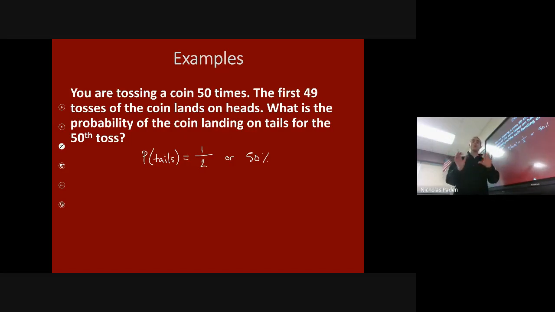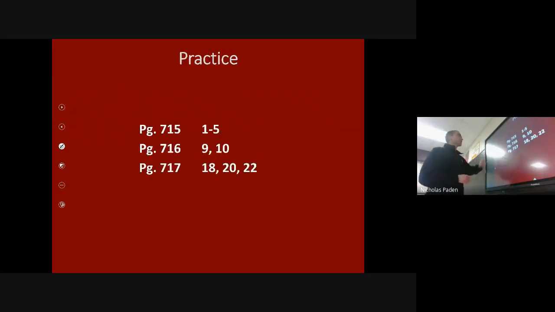And so don't let that trick you, what's happened the previous 49 times. It's always a 50% chance. And so make sure you don't get tricked by questions like that. Make sure that you remember with probability, you only care about what is happening on that toss, on that time, right? So that is the first set of probability of simple events. So go ahead and work on these practice problems.